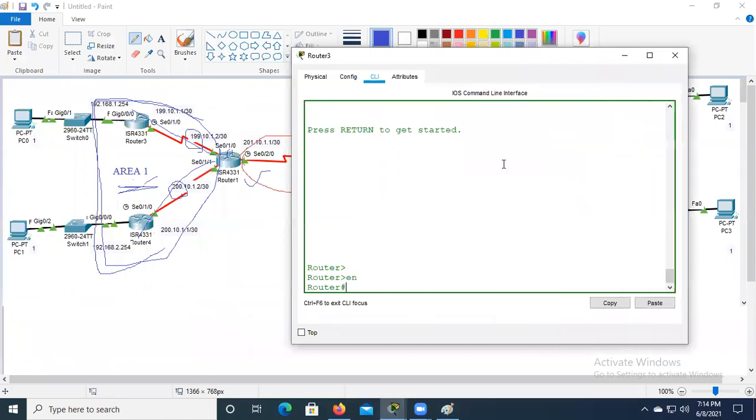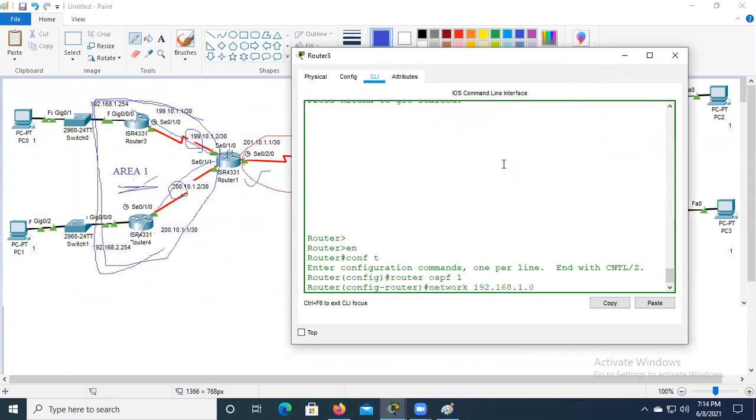Go to enable. Config T, router OSPF 1, network of my LAN, which is 192.168.1.0. I can give 255.255.255.0. It should be in area 1.